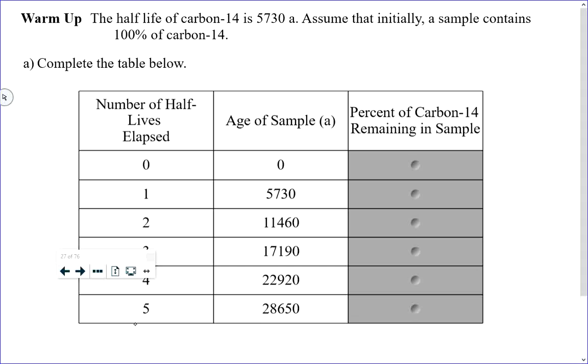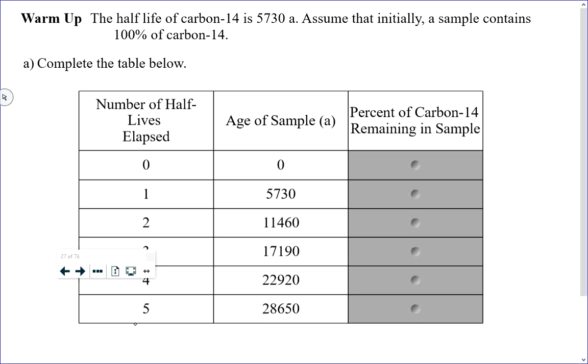So one half-life is 5,730. Two half-lives is twice that. Apparently 2 times 5,730 is that number. Three times it is the next number, etc. We're not going to worry about plotting those years, but I want you to understand that they are years.